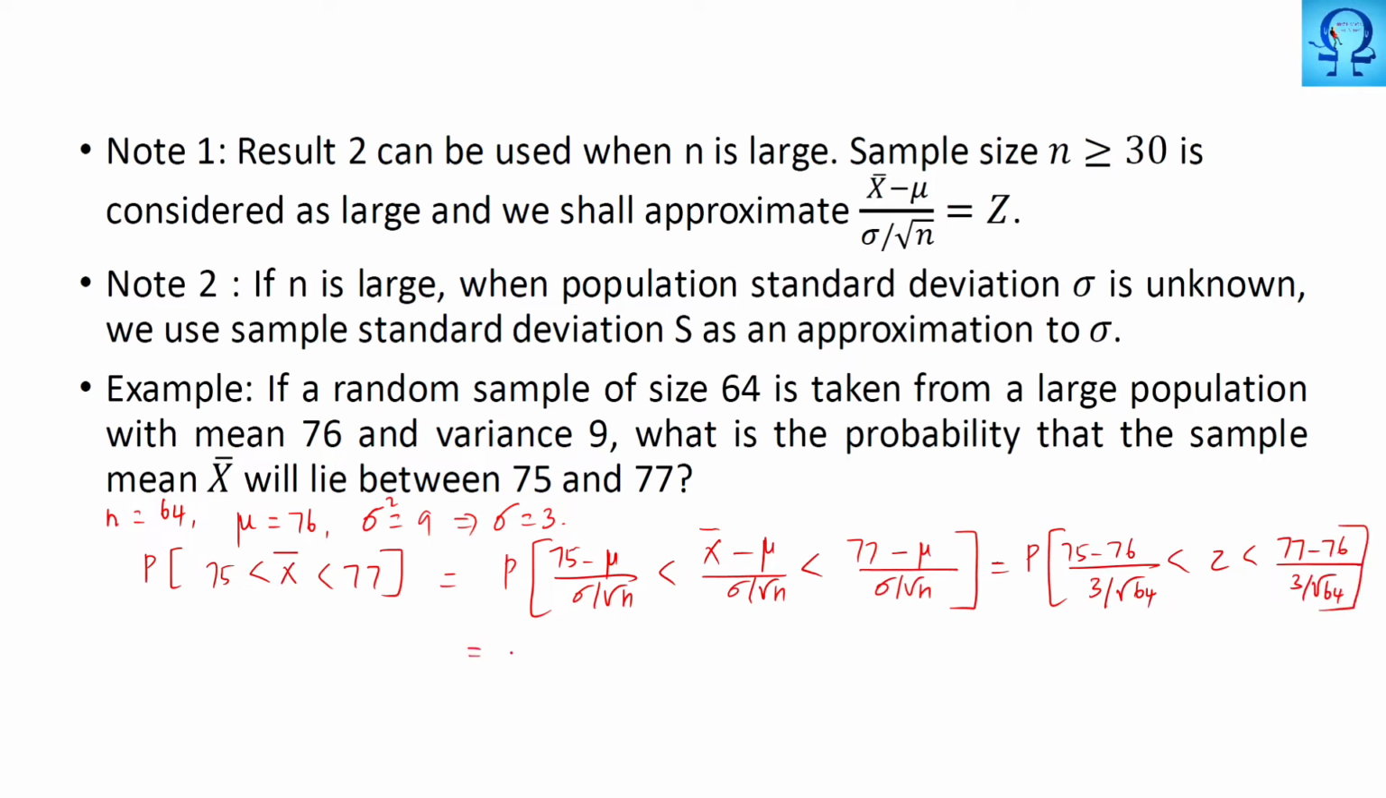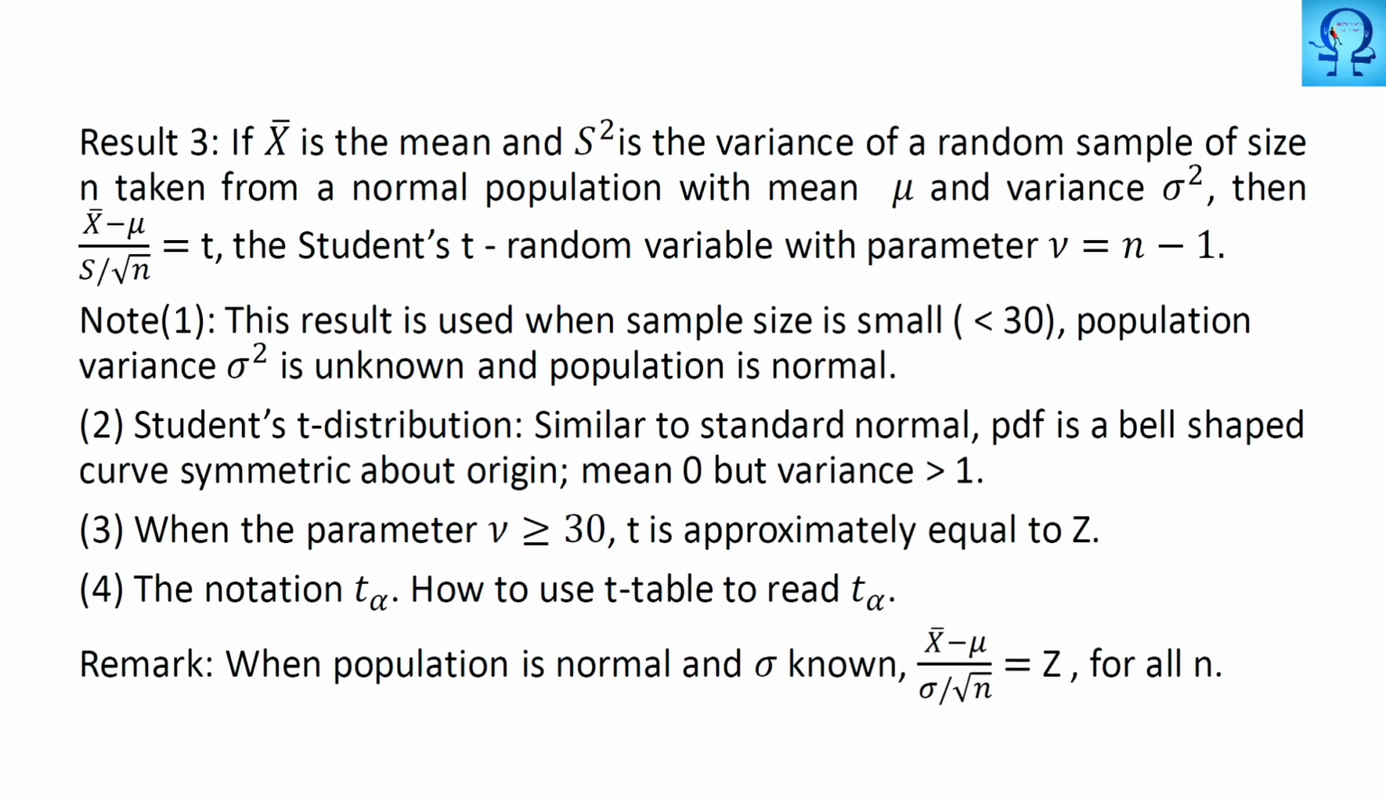After performing some suitable calculations, what we get is the probability that z lies between minus 2.67 and 2.67. It is completely up to you to decide which standard normal table you use, with which you can calculate this probability as 0.9924. So with this probability, our sample mean is going to lie between 75 and 77. Moving further, we have another result.